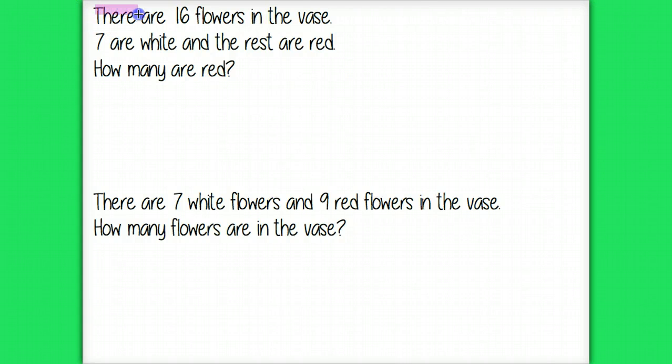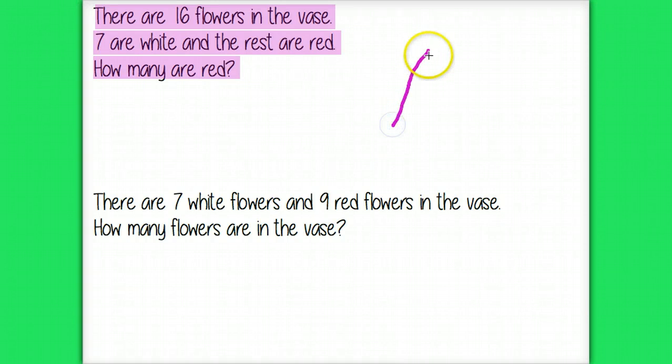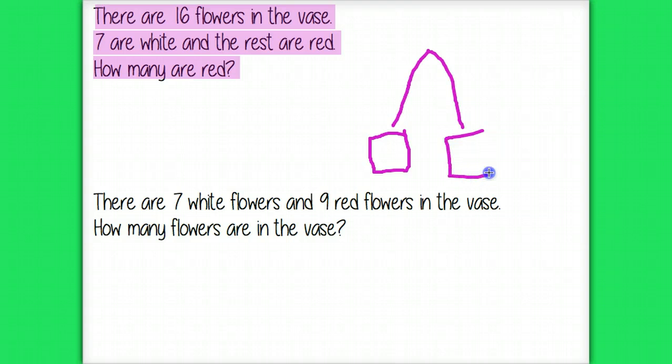It reads, there are 16 flowers in the vase, 7 are white, and the rest are red. How many are red? Like I said, we're going to use a Math Mountain to solve this problem. So I'm going to draw my mountain and set it up with my boxes. Now I'm going to go back into the problem and find the important information that I need. There are 16 flowers in a vase, 7 are white, the rest are red. How many are red? The numbers that I see are 16 and 7. Knowing what we know about a Math Mountain, where could I plug those numbers in?